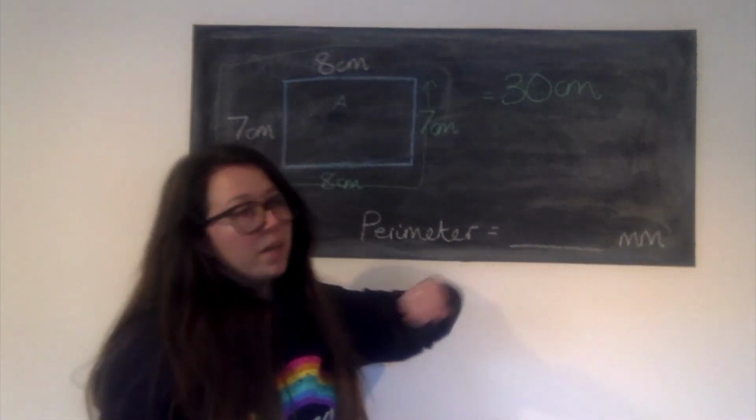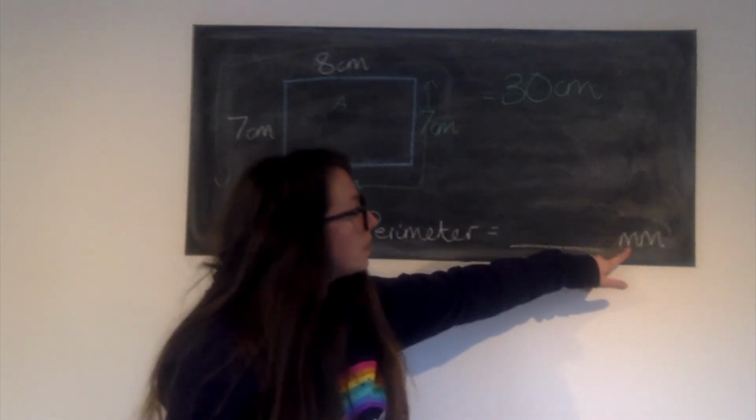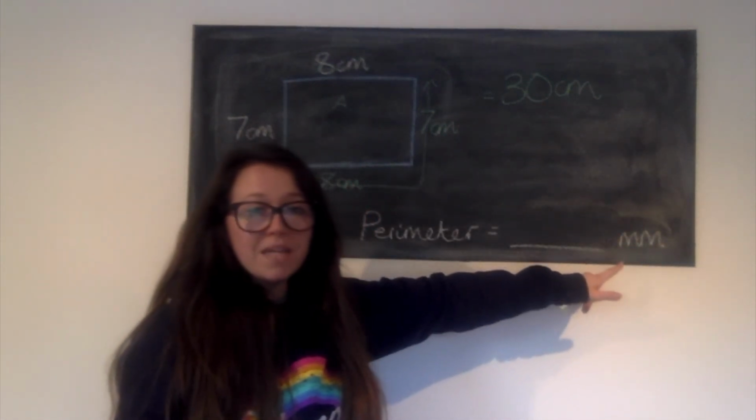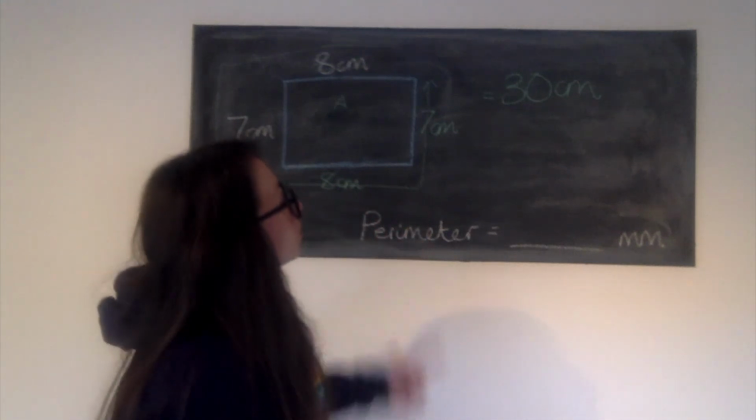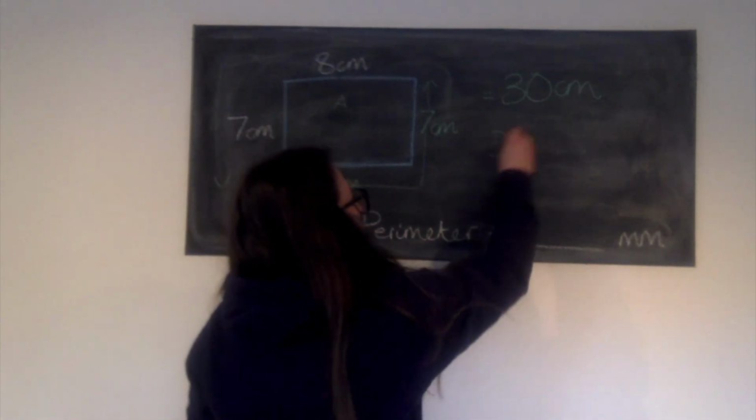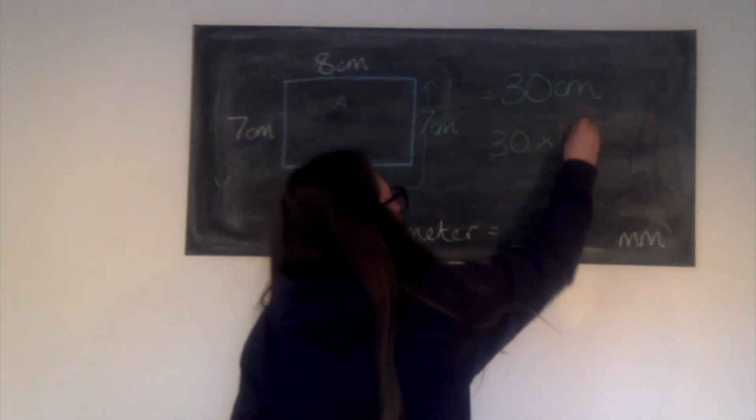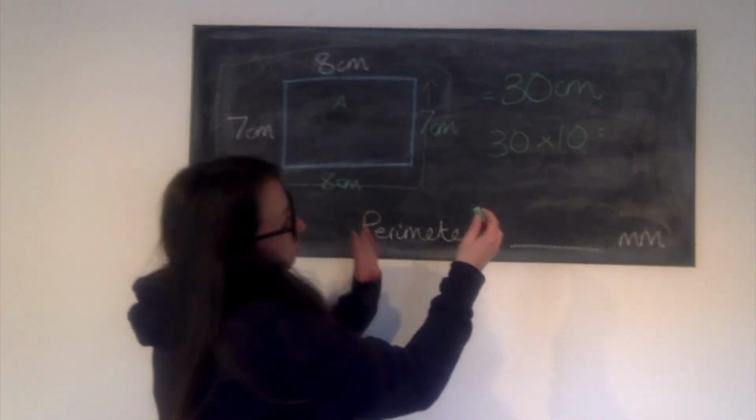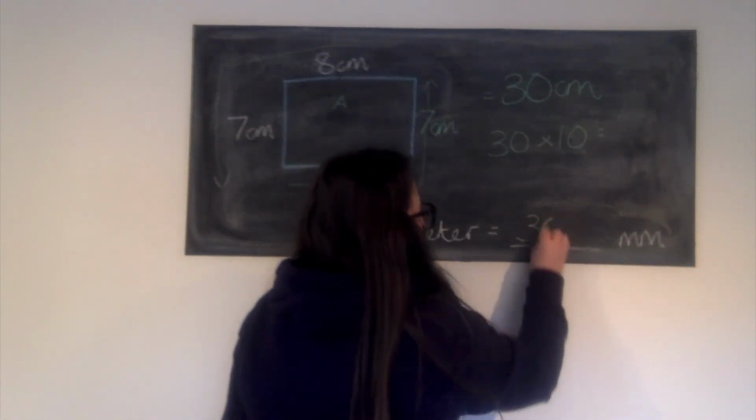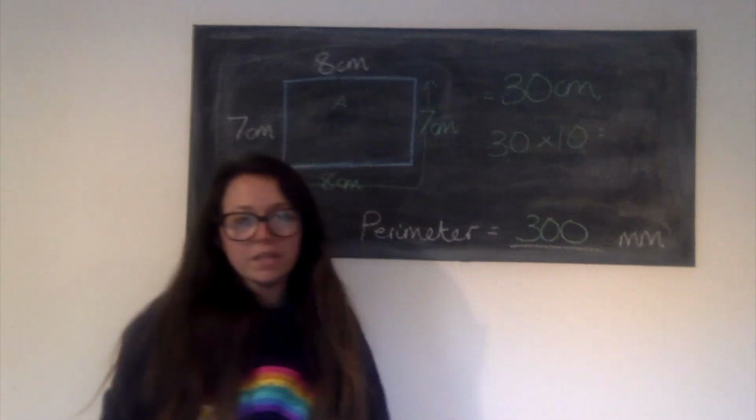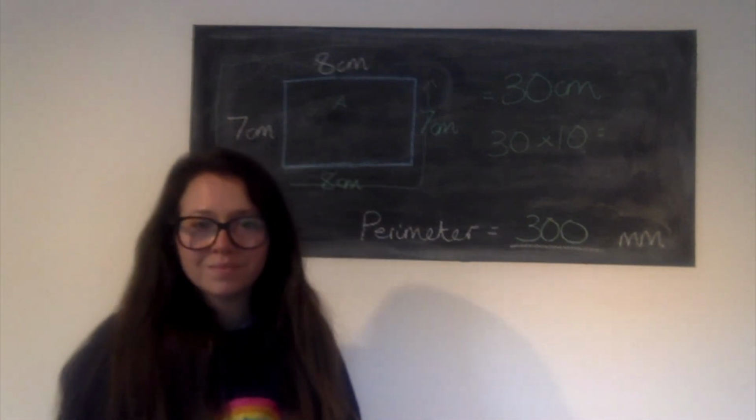So let's remember, to get from centimetres to millimetres, there's 10 times as many millimetres, so I must multiply my answer by 10. So 30 times by 10, I move it all one place to the left, and it should give me 300 millimetres. Well done if you got that.